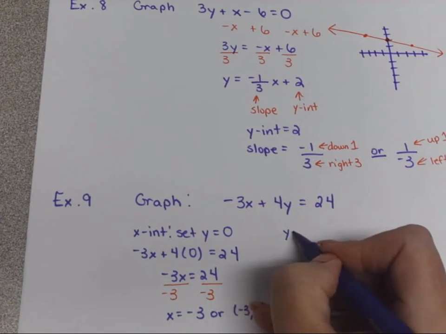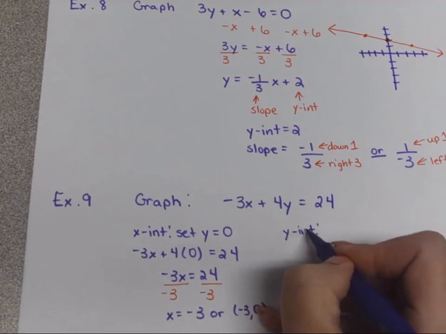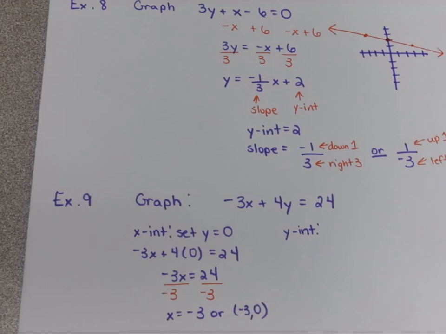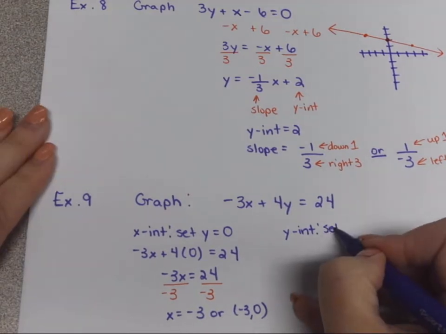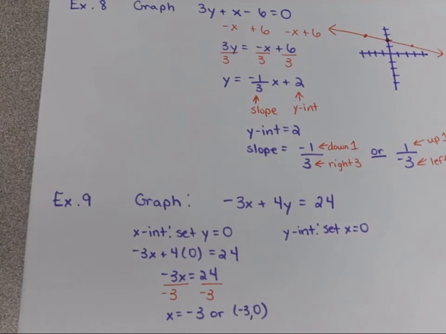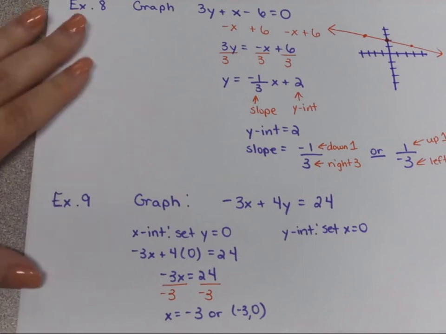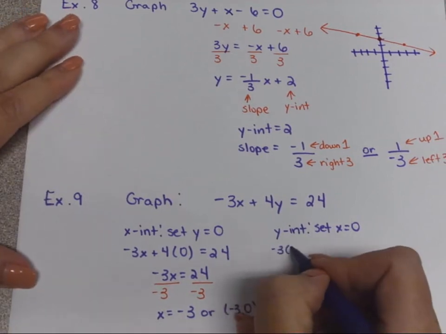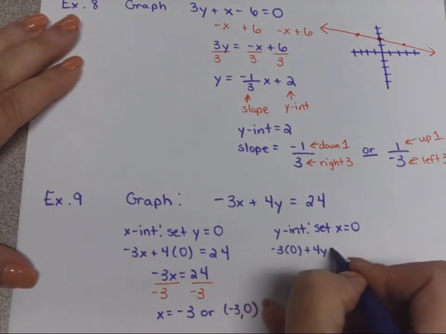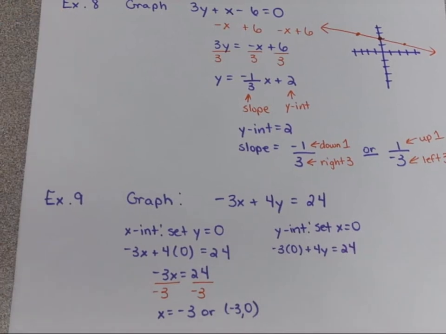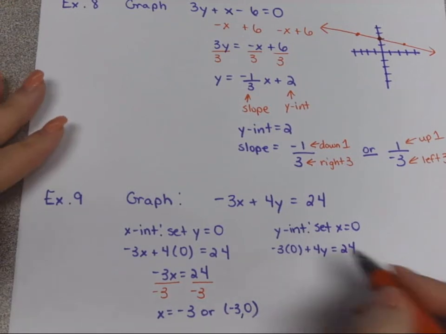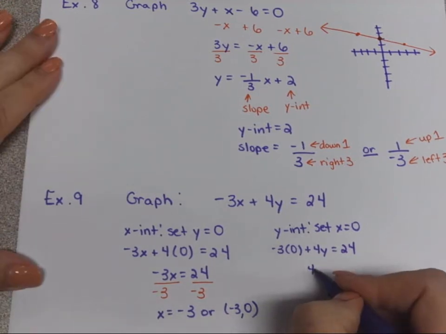Okay, so let's do the same thing for the y. So how do I find the y-intercept? Instead of setting y equal to 0, what would I set equal to 0? X, right? Whatever intercept you want, you set the other thing equal to 0. Okay, so if I set x equal to 0, let's see what that looks like. Negative 3 times 0 plus 4y equals 24. So notice with intercepts, one of them's going away every time, and you're just left with one of the variables left. So notice this goes away, right? And we just get 4y equals 24.